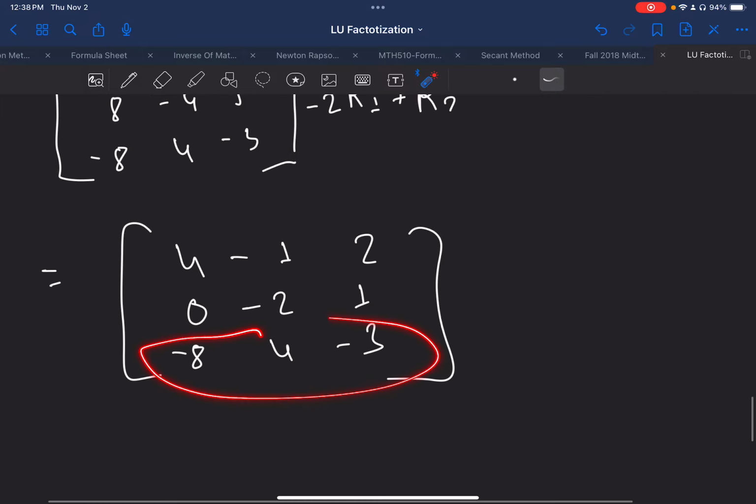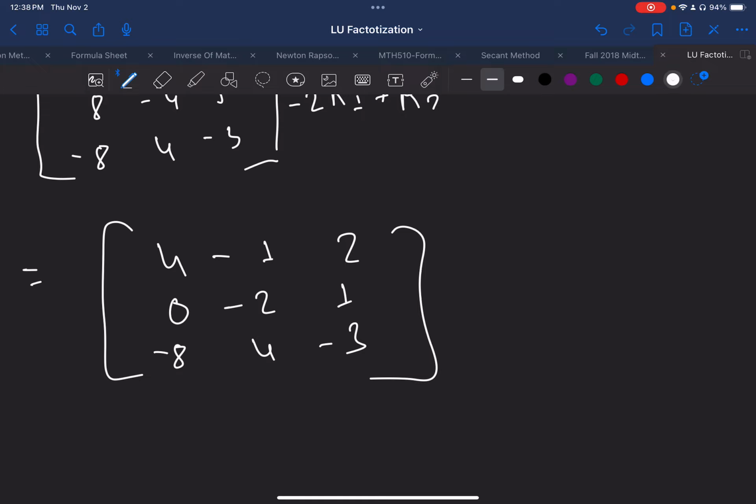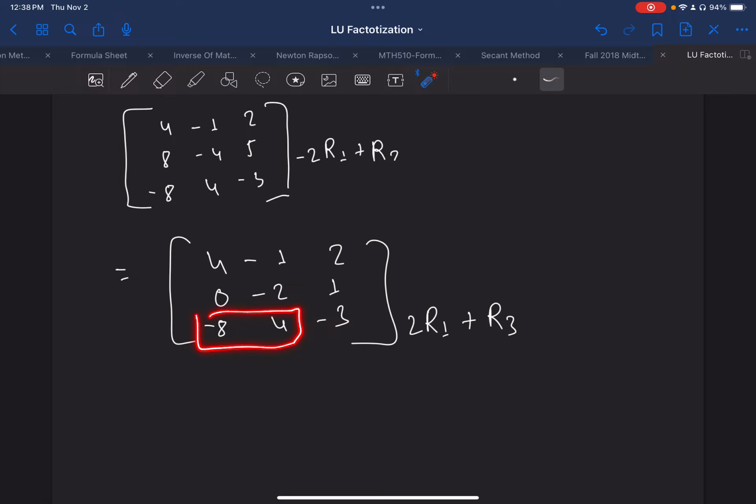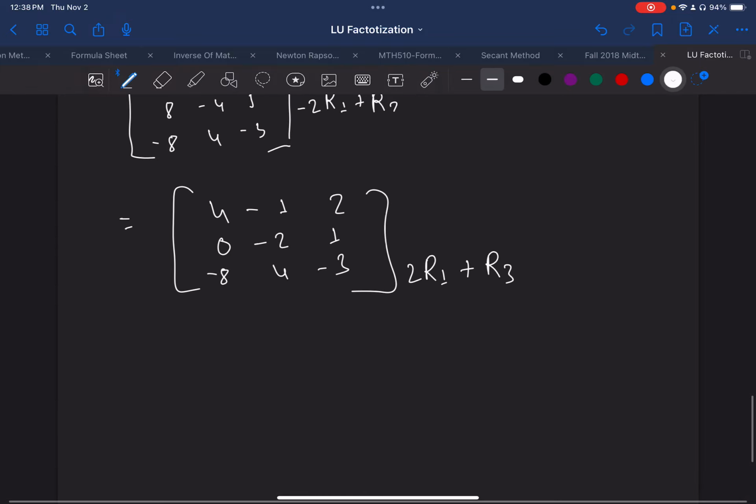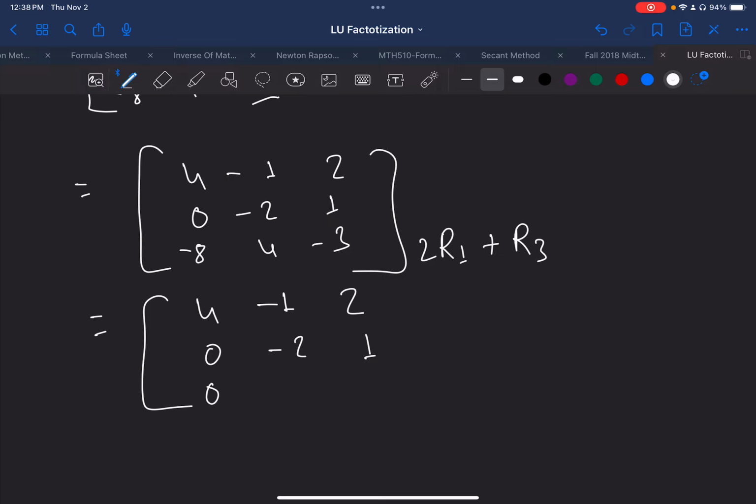Now, for the third column, we're going to change this to 0. How are we going to do that? It's going to be 2R1 plus R3. Since these two are above this row, we can use both of these rows. We just need these two to be 0, okay? 2 times 4 equals 8, minus 8 is 0. 2 times -1 is -2, plus 4 equals 2. 2 times 2 is 4, minus 3 is 1, right?